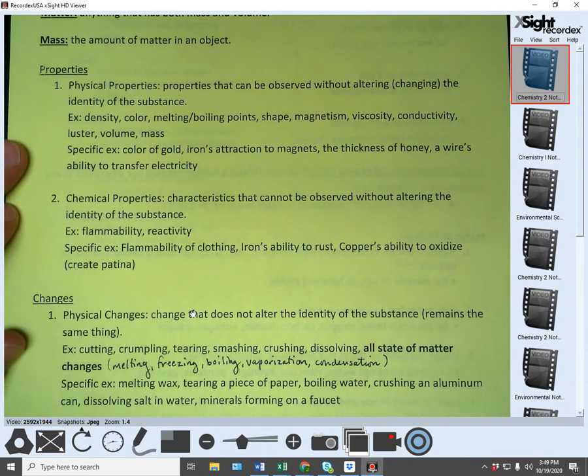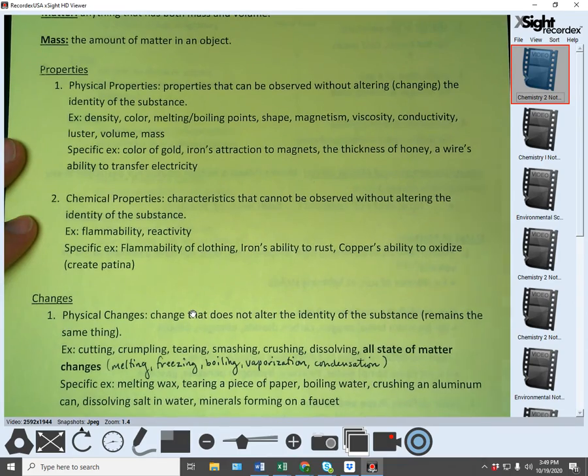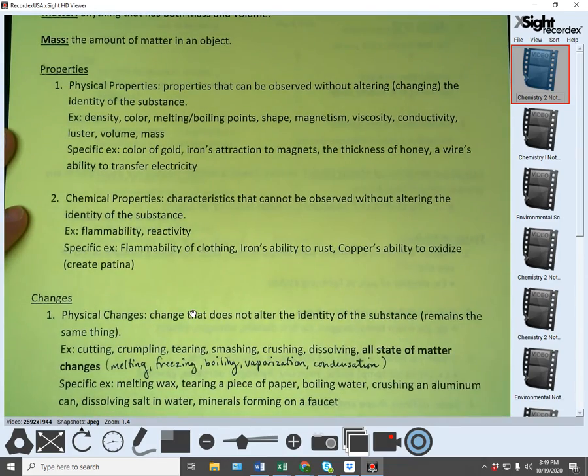So if you think about it, to actually observe the flammability of something, you have to try to light it on fire, to try to burn it. Okay, that's the only way. And if you burn it, you turn it into something new. Okay, so that's a chemical property.